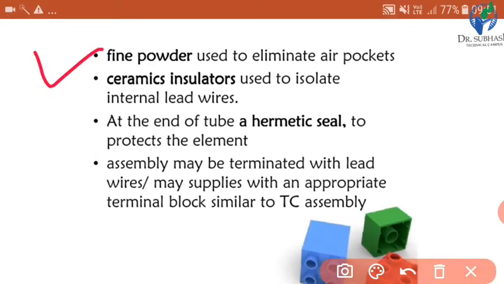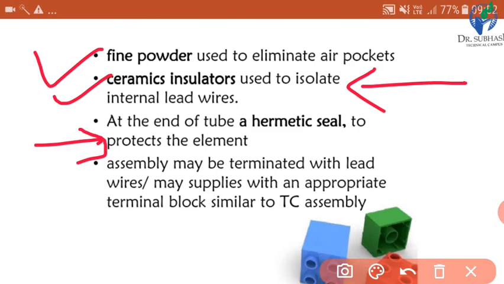Then fine powder is used to eliminate air pockets. Sometimes air pockets will be there, and due to this the performance of the RTD can be inferior. It means error may be introduced. So to eliminate air pockets, fine powder material is used. And ceramic insulators are used to isolate the internal lead wires.